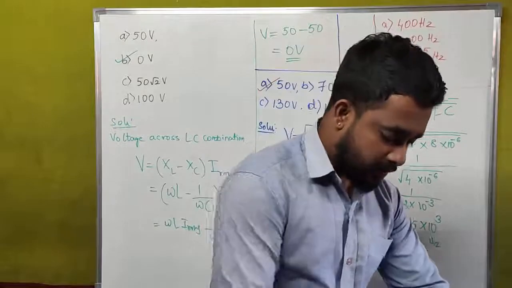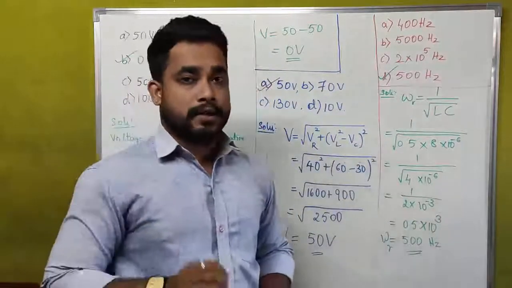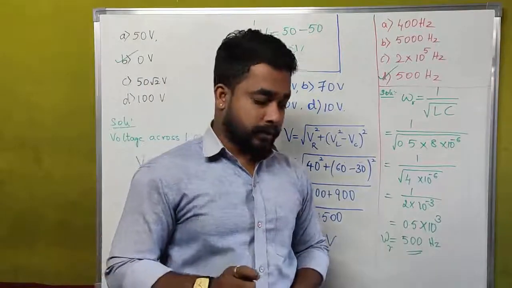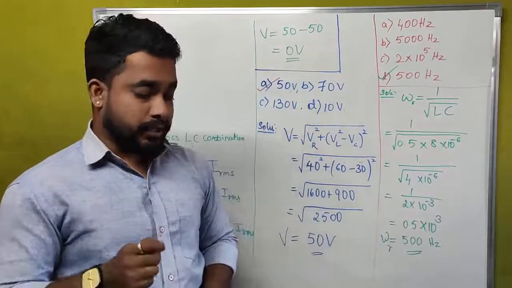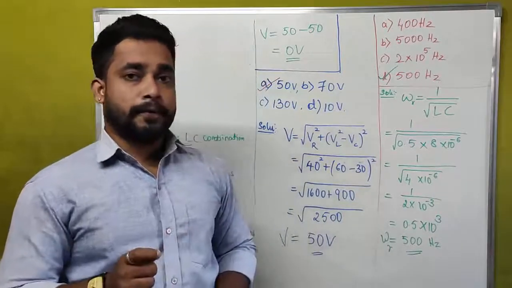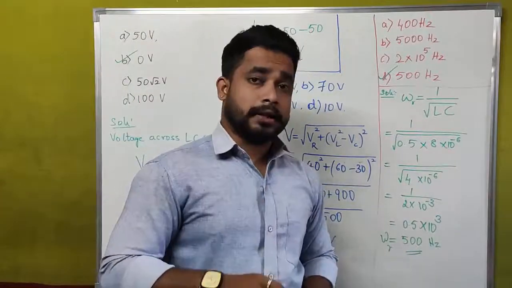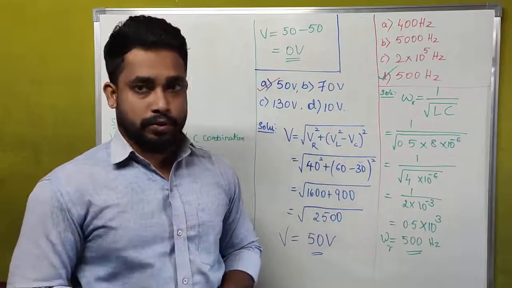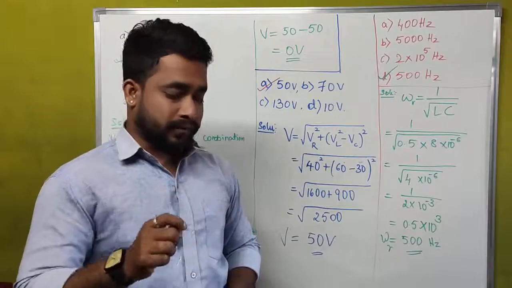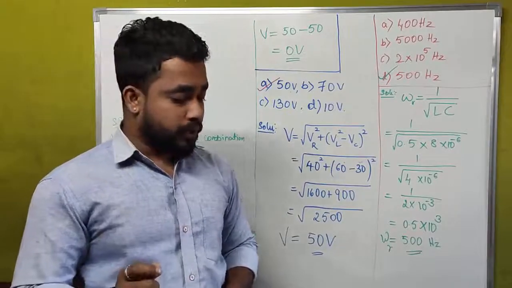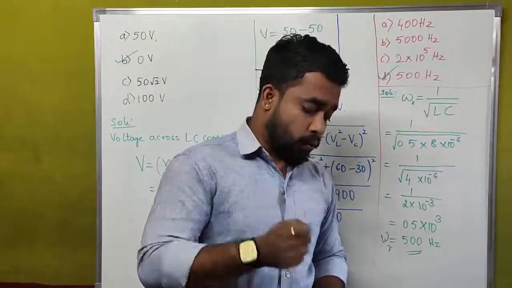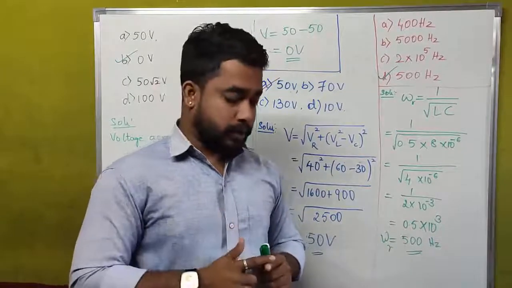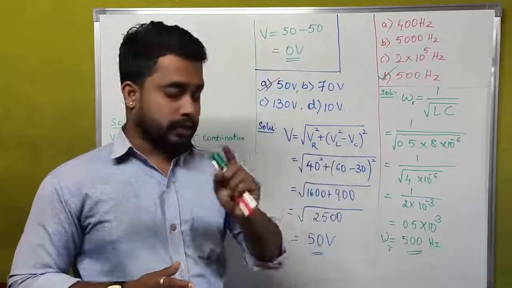Our next question is, in a series LCR circuit, resonance occurs at 10 to the power of 5 hertz. At that time, the potential difference across the 100 ohm resistance is 40 volts, while the potential difference across the pure inductor is 30 volts.